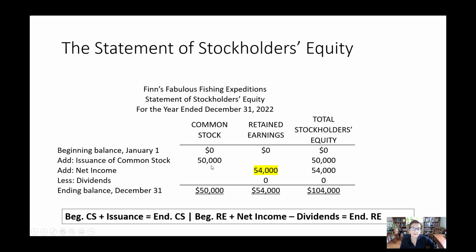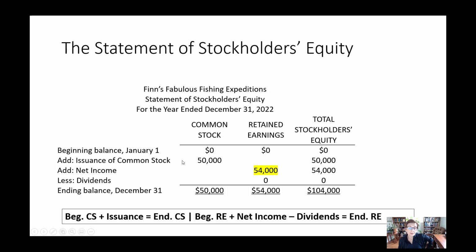So what do we have here? We have three columns: common stock, retained earnings, and total stockholders' equity. Now, here's the beautiful thing about total stockholders' equity. It is simply the other two columns added up. So if you have these two columns down pat, there's no need to worry about this one. All you have to remember is just to add across, and that's how you get those numbers.